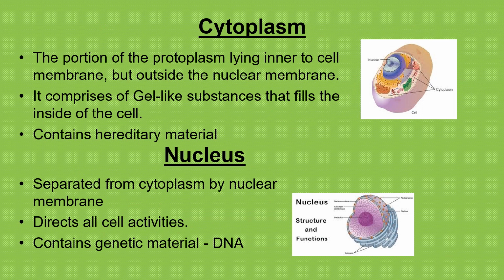Cytoplasm, the portion inside the plasma membrane, which is a liquid form, jelly-like substance where all the cell organelles are embedded, that is known as cytoplasm, which you can see in the diagram also. The next part comes the nucleus, which is a very important part in the cell, also called the brain of the cell, and it directs all the activities of the cell, and it also contains the genetic material DNA.